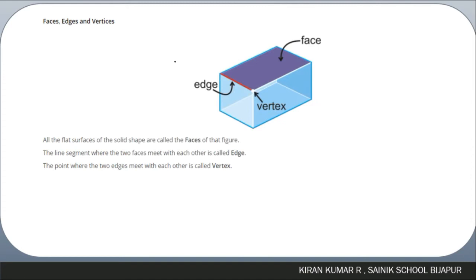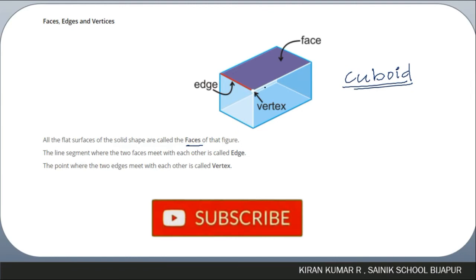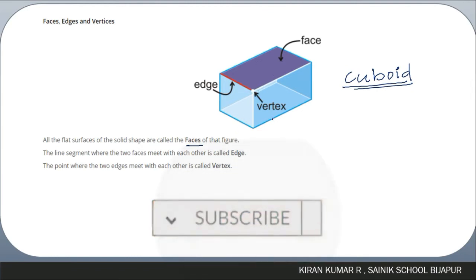What does a three-dimensional figure contain? It will have faces, edges and vertices. You can see here I have taken a cuboid. A cuboid is a three-dimensional object. Look at this. The flat surfaces of the solid shape are called faces. In a cuboid, there will be six faces.